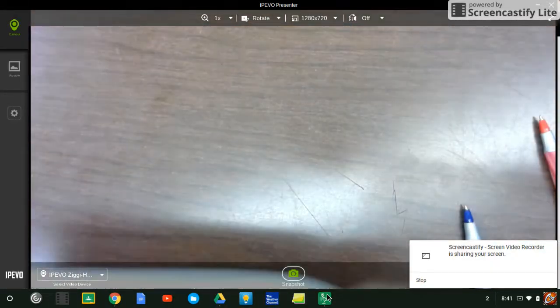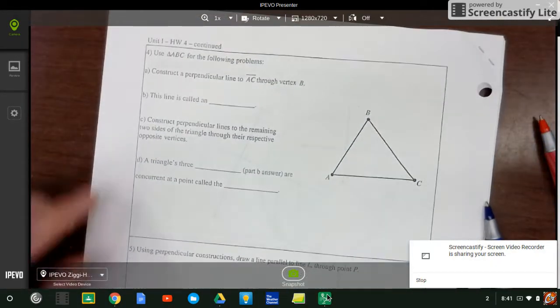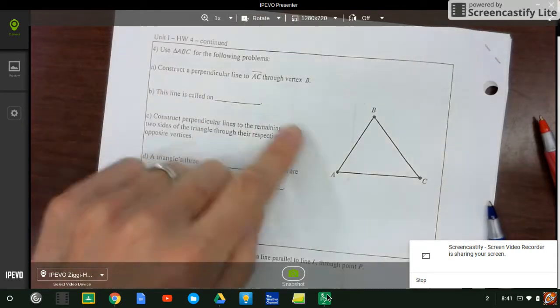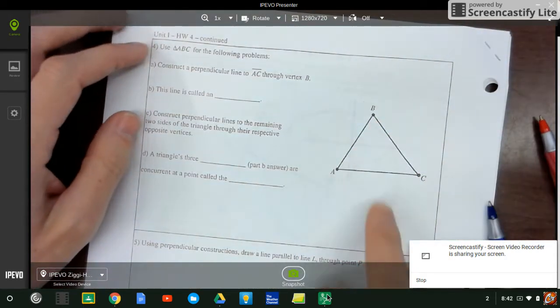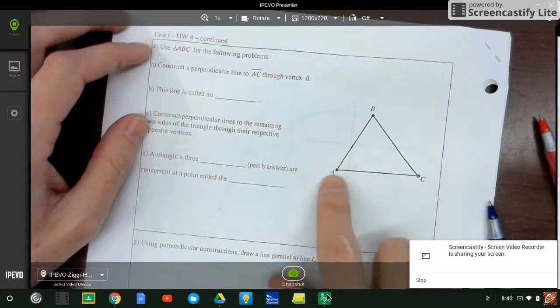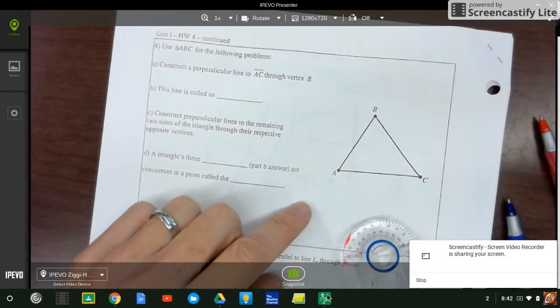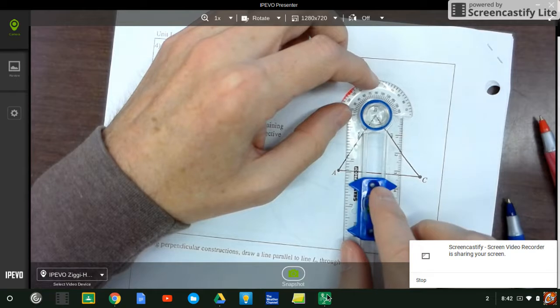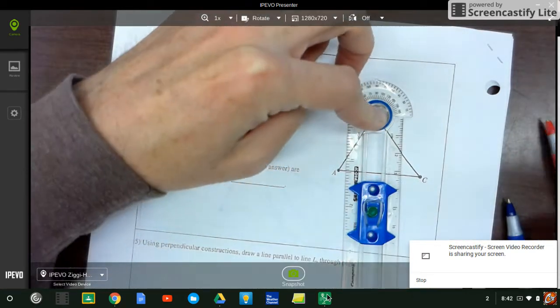Next problem, almost done. Okay, perpendicular through AC through B. So B is not a midpoint. We're not going to do perpendicular bisector. I'm doing perpendicular through a point. So here's my point B. I'm going to stretch out down here.